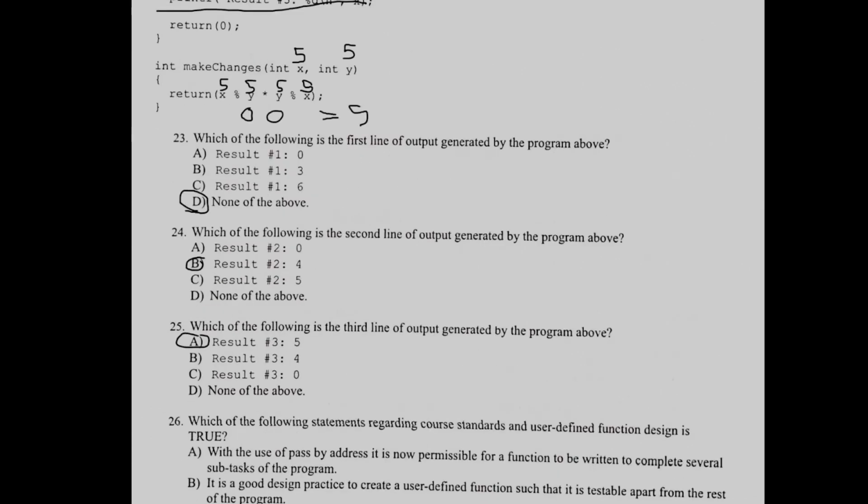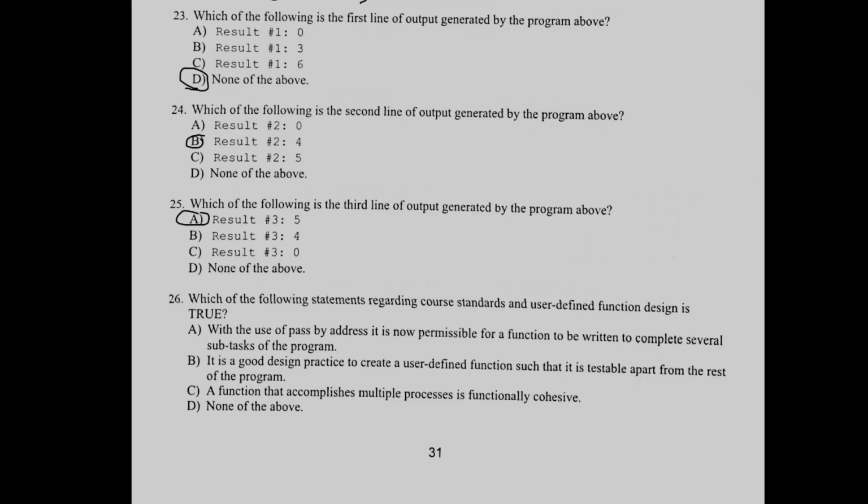All right, moving on to question 26. Which of the following statements regarding course standards and user-defined function design is true? A. With the use of pass by address, it is now permissible for a function to be written to complete several subtasks of the program. That's false. A function can not complete more than one subtask of the program in this course.